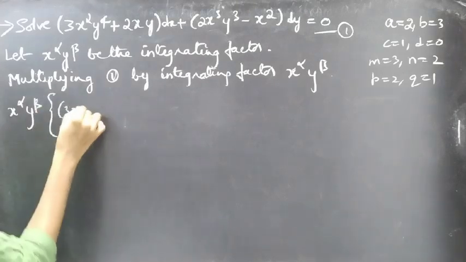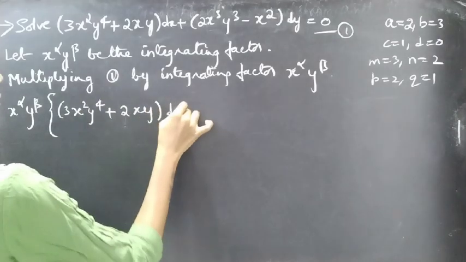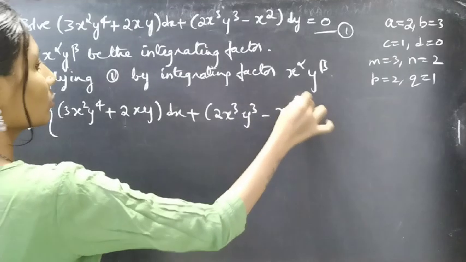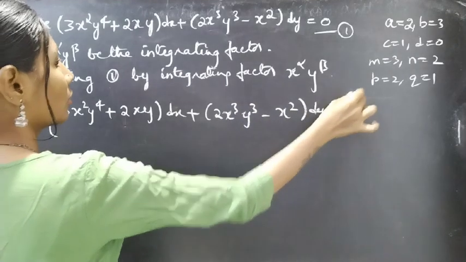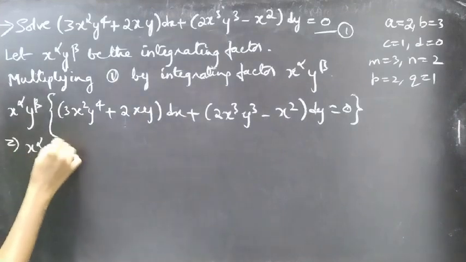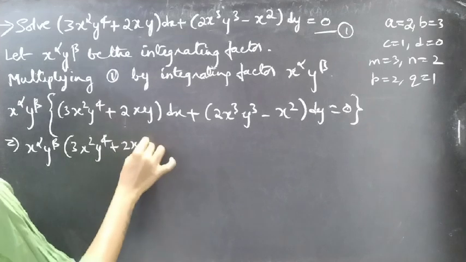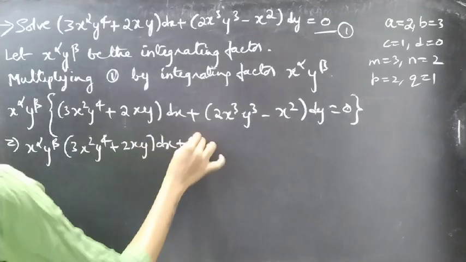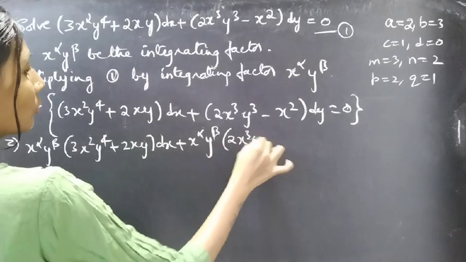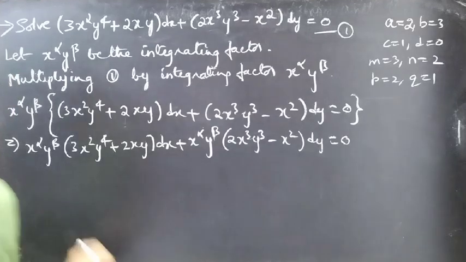x power alpha y power beta into equation 1: (3x square y power 4 plus 2xy) dx plus (2x cube y cube minus x square) dy equal to 0. Now we can write this as x power alpha y power beta into the first term 3x square y power 4 plus 2xy into dx plus x power alpha y power beta into the second term 2x cube y cube minus x square into dy equal to 0, right?